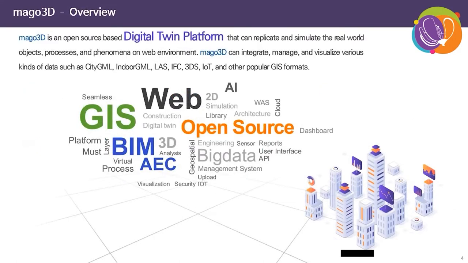So what is mago3D? I'm not sure how many of you are familiar with digital twin, or how many of you know mago3D. Mago3D is an open source based digital twin platform that can replicate and simulate real world objects, processes, and phenomena in a web environment. Mago3D can integrate, manage, and visualize various kinds of data, such as CityGML, IndoorGML, point cloud LAS, building information modeling IFC, 3D Studio files, IoT sensor data, and other popular GIS formats as well.